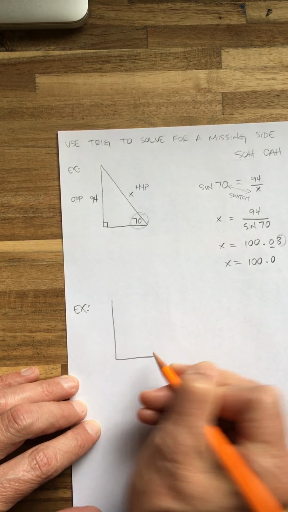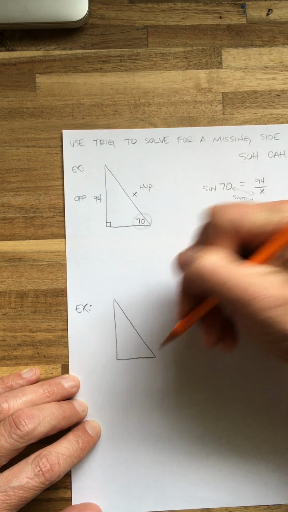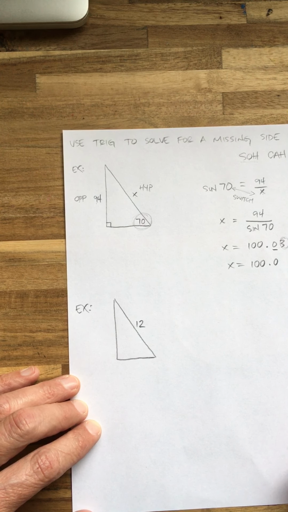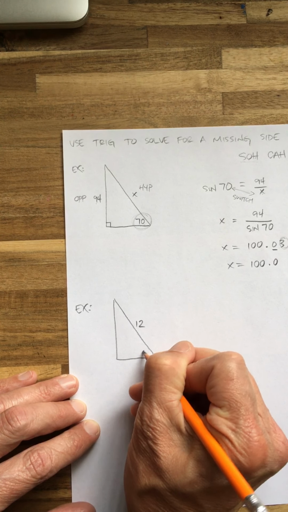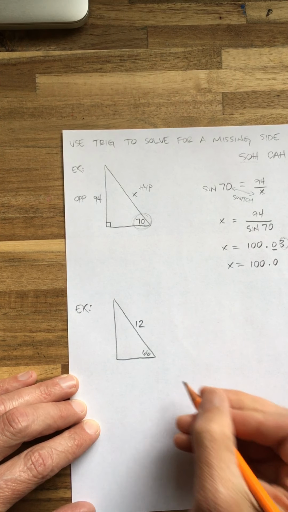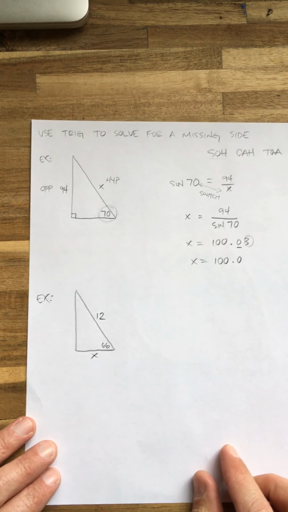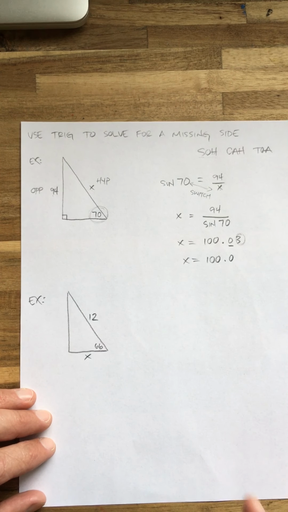I'll just give you the same layout every time, okay? We have this side is 12, and the angle is 66, and we're going to find this side, x. So again, what we need to do is label our triangle.